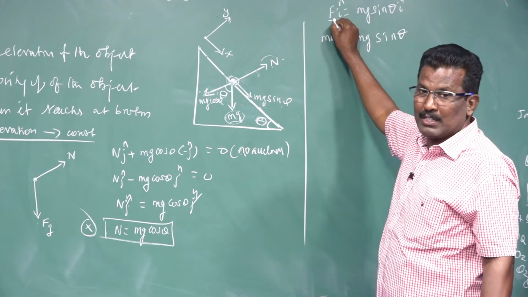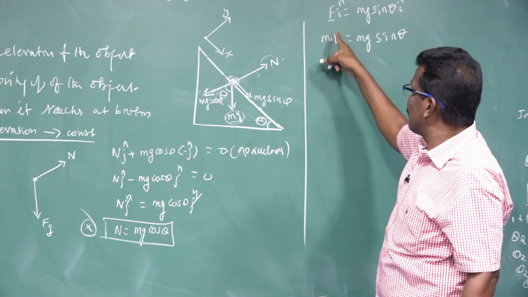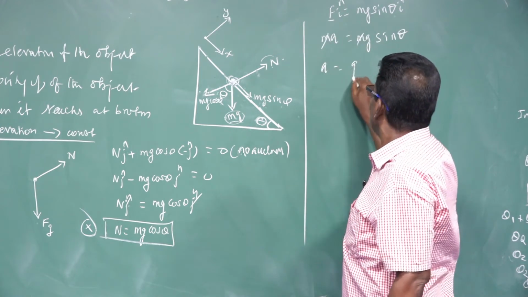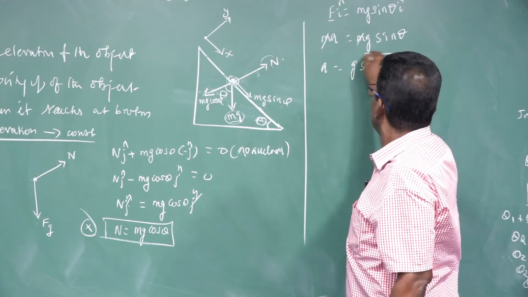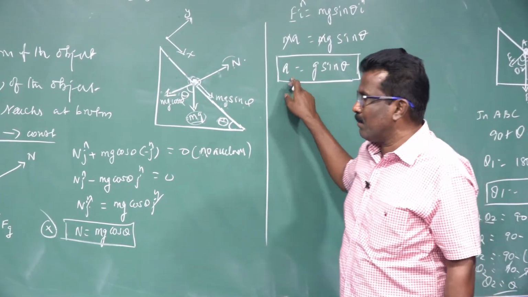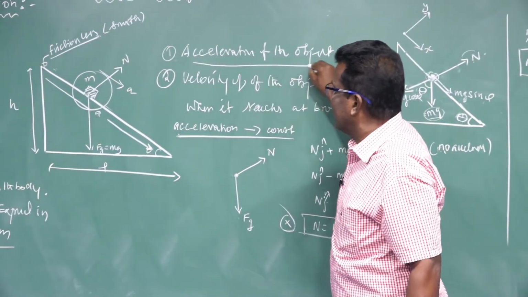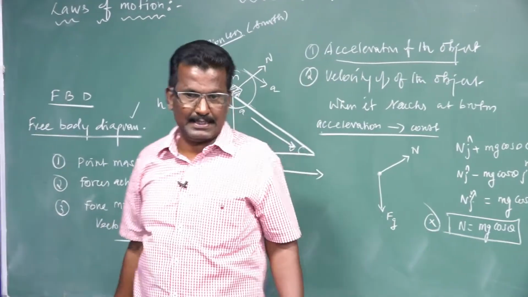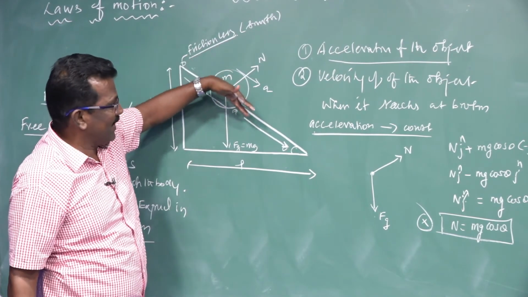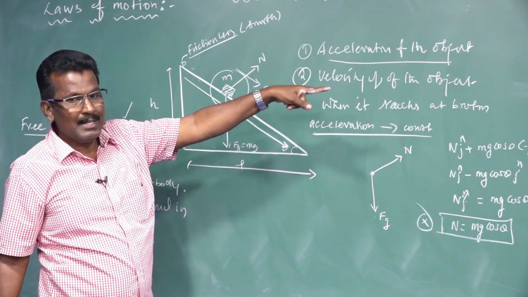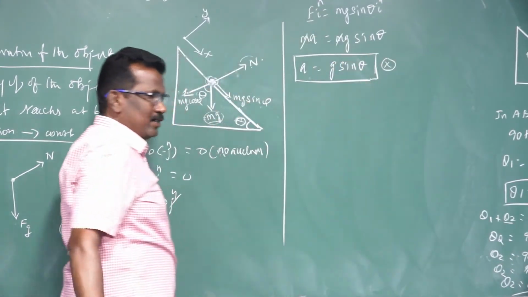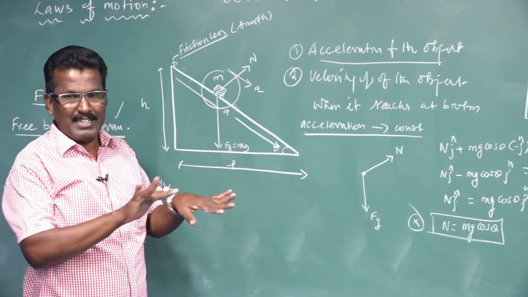From Newton's second law, F is equal to ma, so mg sin theta equals ma, and m cancels. So a is equal to g sin theta. This is the formula to calculate the acceleration of an object sliding on a smooth inclined surface. When any body moves along an inclined surface, its acceleration can be calculated using a equals g sin theta. This is important.